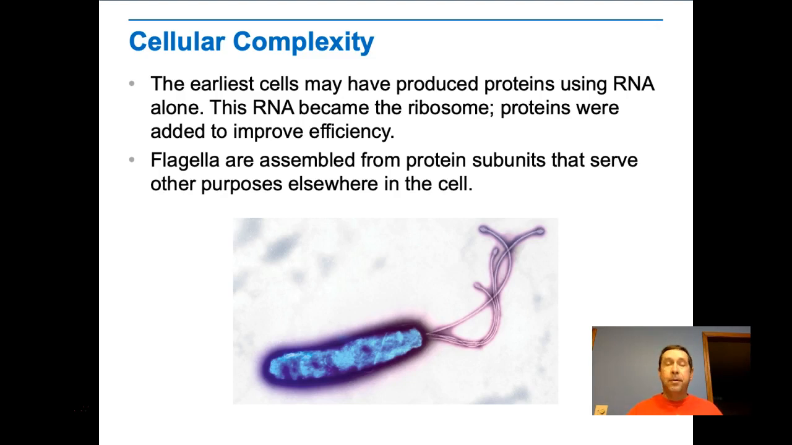So life is pretty complex, and cells are pretty complex. So again, going back to this idea of genetic material, RNA can act as its own enzyme. It can form the ribosomes with the proteins. It can do all of the things that we need genetic material to do. Other structures like flagella have protein subunits that have other purposes in other parts of the cell. So again, it wasn't like it was completely building a whole new structure to come up with these structures.